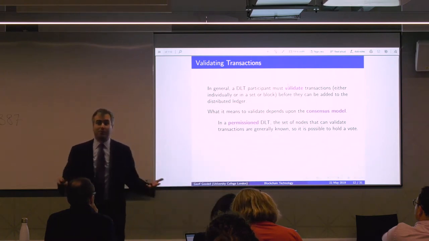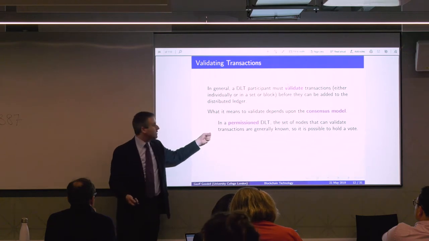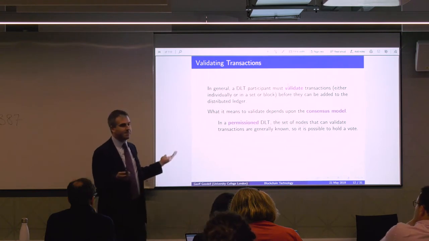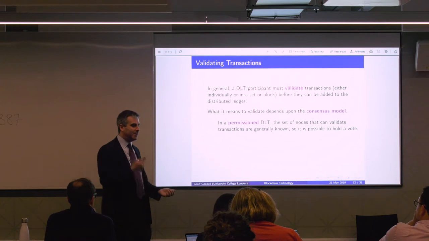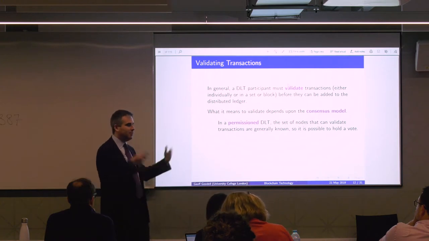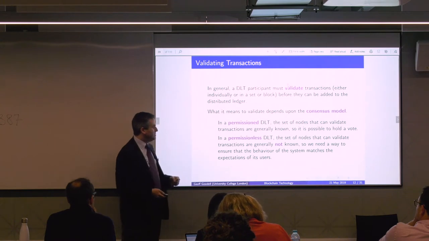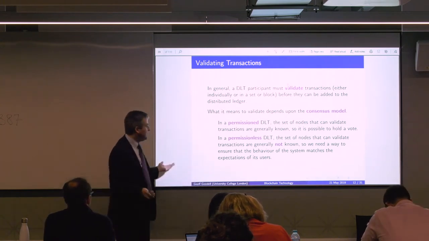A vote, like a real vote. If I know who the voters are, then we can just hold a vote. Know by name or know by number? Does it matter? Just know who they are. When I've got a vote from someone, I know that it's from that someone and not from someone else, and I know who all the someones are. In a permissionless DLT, we don't know who the voters are.